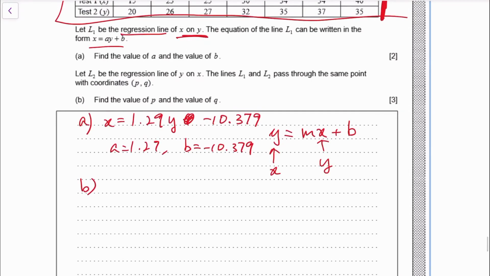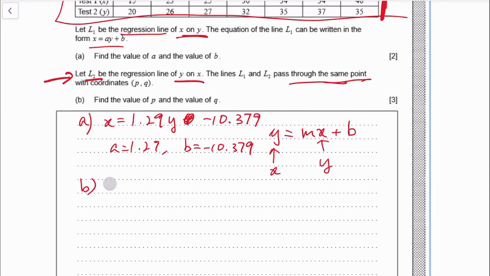Now L2 is the regression of y on x. L1 and L2 pass through a certain point PQ. Find PQ. Well, there's two ways to do it. You could find L2 as well, where this time you put y to be y, x to be x. You don't need to swap them. Then you just solve the two regression lines simultaneously to find the intersection, where they pass through the same point.